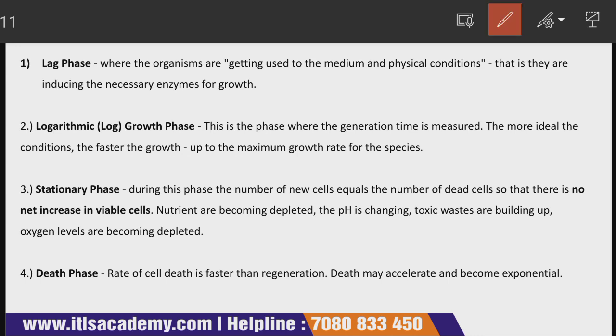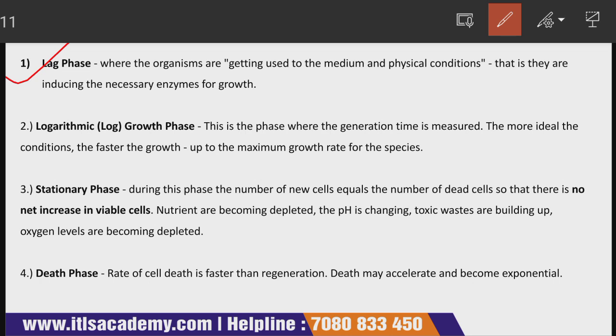phase in detail. So the first one is the lag phase, where the organisms are getting used to the medium and physical condition, that is, they are producing the necessary enzymes for the growth. Here the organisms are getting used to the medium and physical condition, means they are utilizing all the sources of nutrients and the physical conditions, and the enzymes that are necessary for their growth.